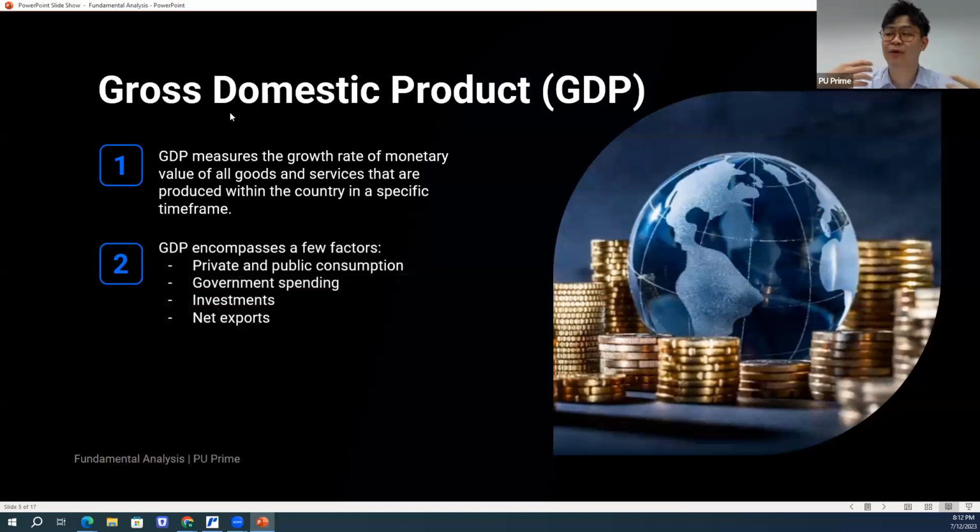I think you have a brief understanding of what the gross domestic product, the GDP, is already. To put it in a very simple way, it's just the profits of the country. The higher, the better.